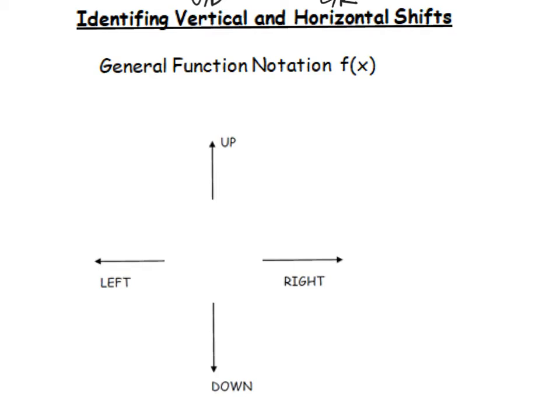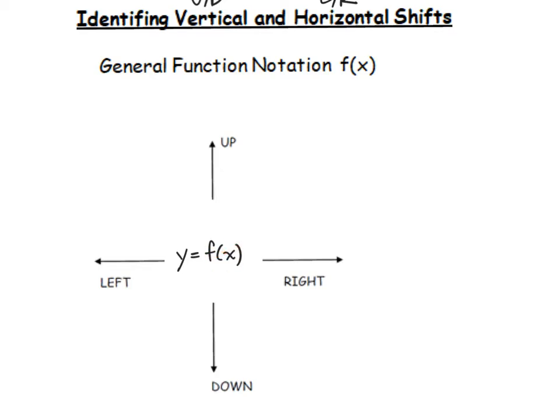General function notation meaning that I don't know what function we're talking about specifically, so I'm going to write y equals f of x. And f of x could be any of those family of functions that we talked about last class. So if I shift this function, I'm going to start with an up or down shift. If I shift this function up or down, it means that the outputs, the y values, are going to shift up or down. And f of x itself represents an output or a y value.